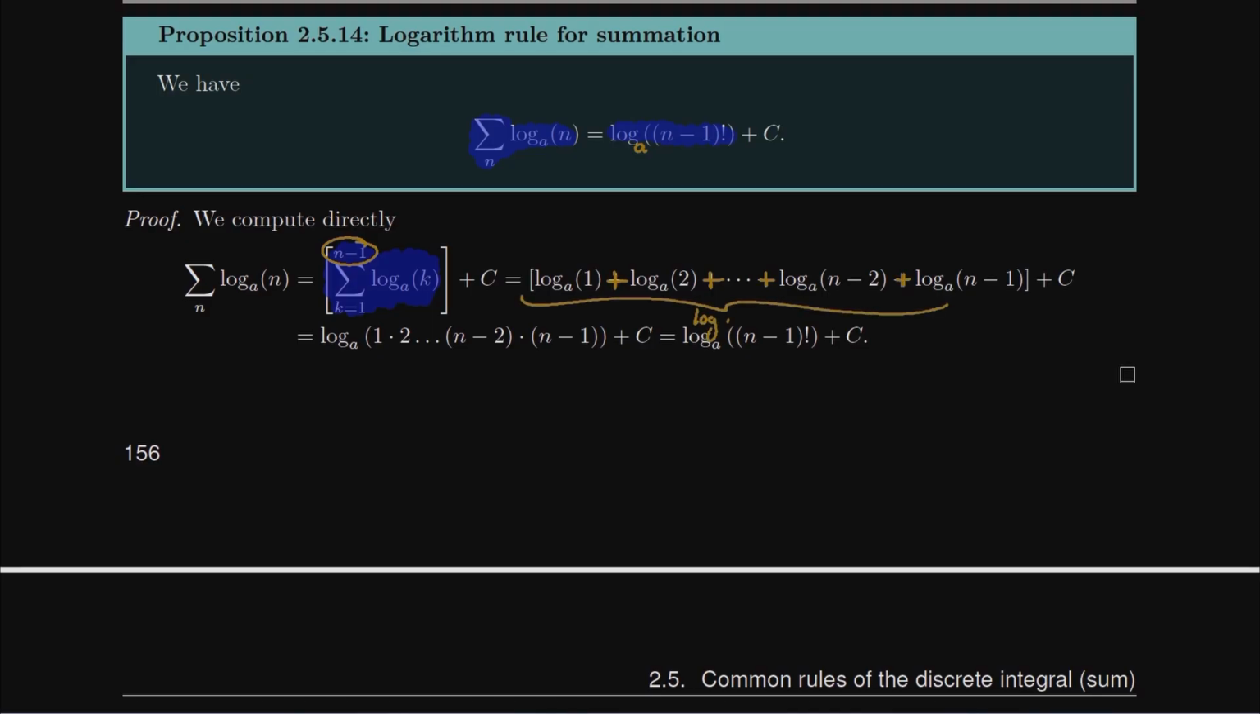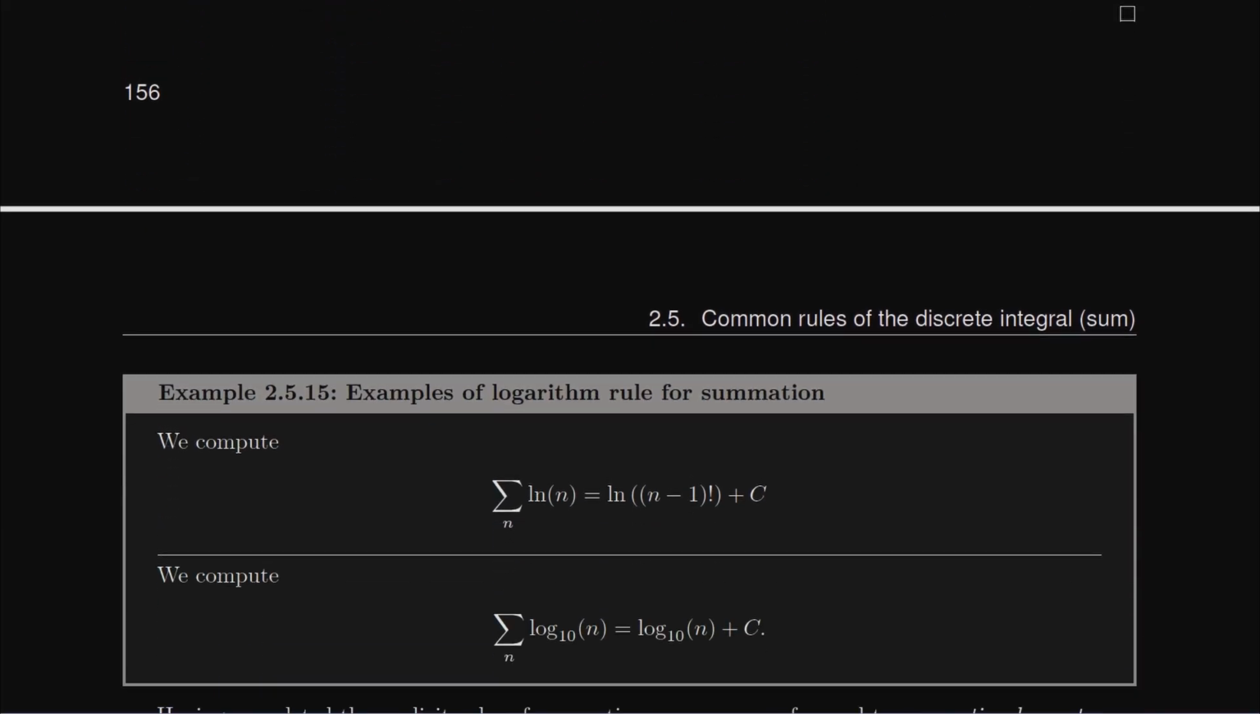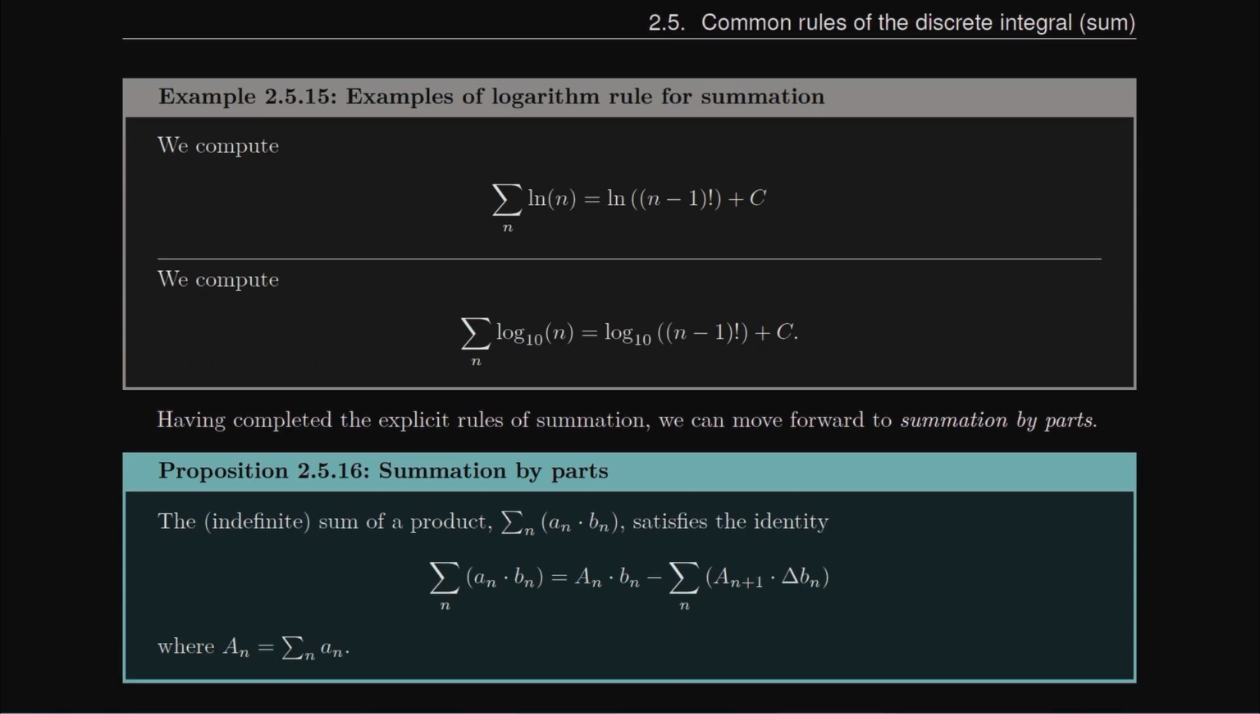We can use the log rule for addition, which tells us we can multiply terms on the inside of a log instead of add terms outside of a log. And what are we doing here? Well, we're multiplying consecutive integers up to n minus 1. That's exactly the definition of the factorial. And so the log rule says if I take a sum of a log, I actually have the log of the factorial, but the index has been shifted down by 1. Let's look at a couple examples of these.